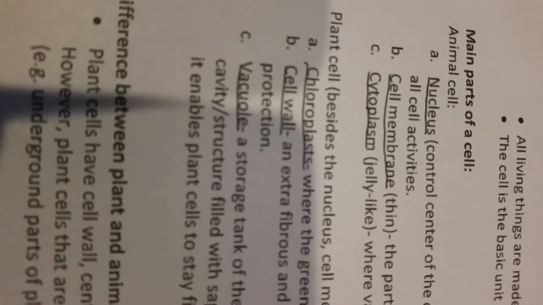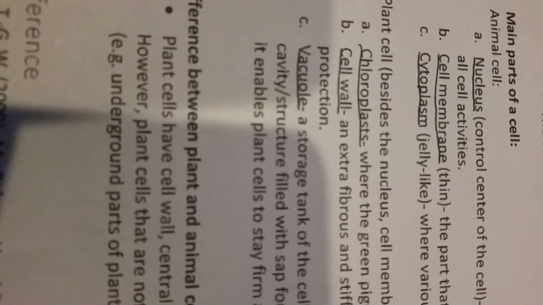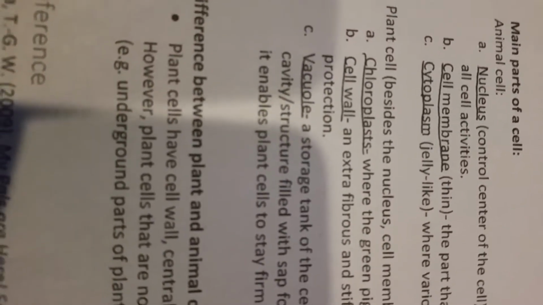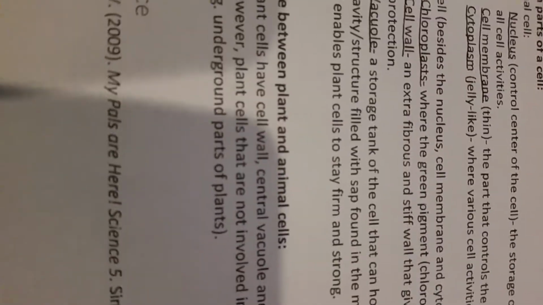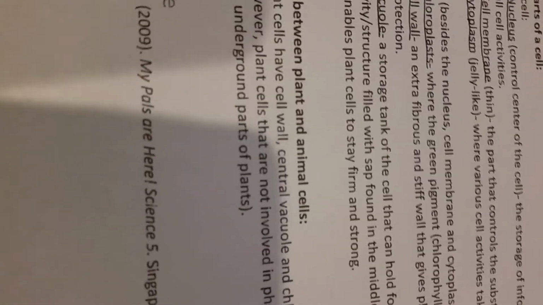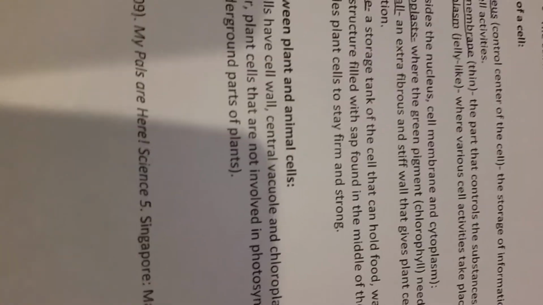There are two types of cells. One is the animal cell, which is found in animals and humans, and the other is the plant cell. It's found in all the plant cells. The chloroplasts are where the green pigment, chlorophyll, needed in photosynthesis is found. Not all plant cells have chloroplasts. Not all plant parts are green, so not all cells of a plant have chloroplasts or chlorophyll.